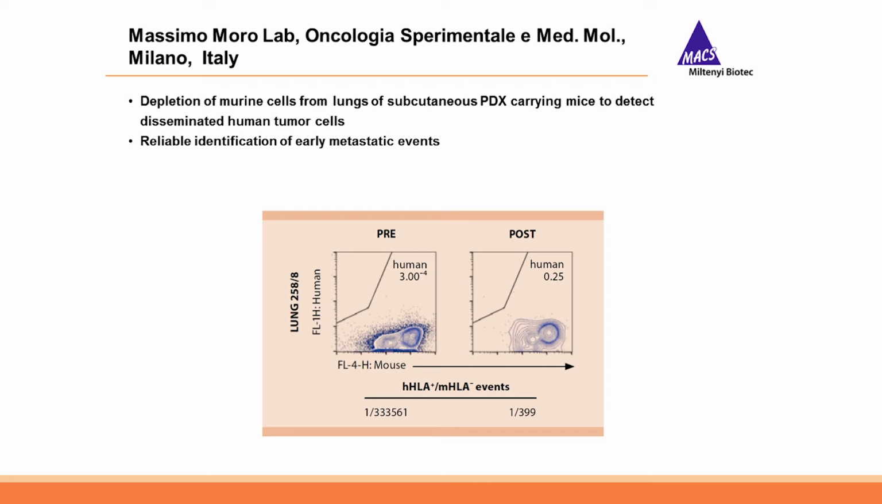And if you then take out the lung and you dissociate it, usually the human events are so rare that it's really below the detection level of flow cytometry to enumerate them. However, if you now do the mouse cell depletion before, then you can significantly enrich it by several log decades, as you see here in this example, one human cell in almost 340,000 mouse cells, whereas after the depletion, one human cell in 400 mouse cells, which is now at a level where you can really enumerate it by flow cytometry. And the same holds true for human circulating tumor cells in xenografts, of course.